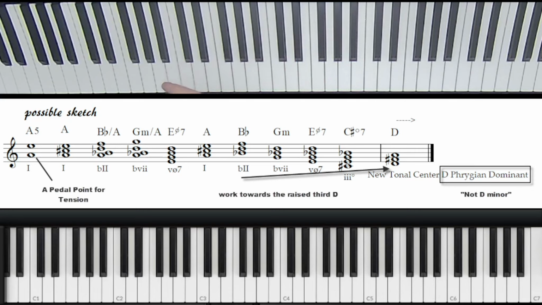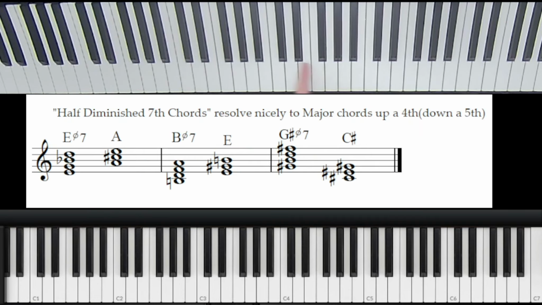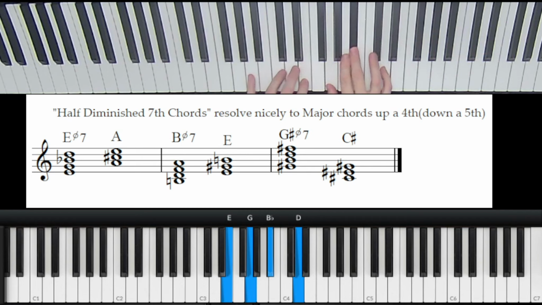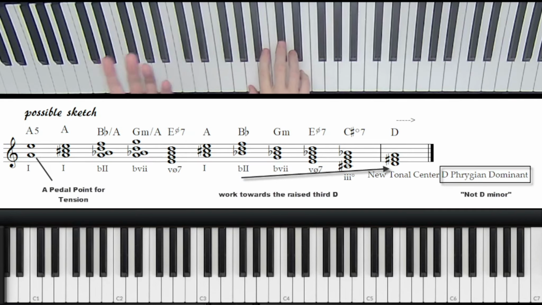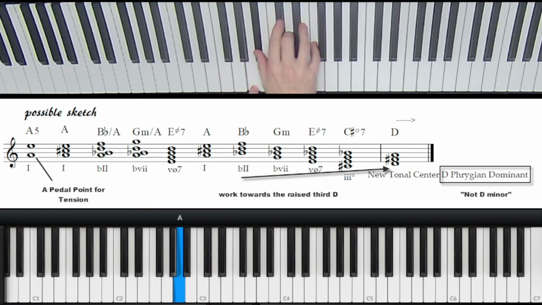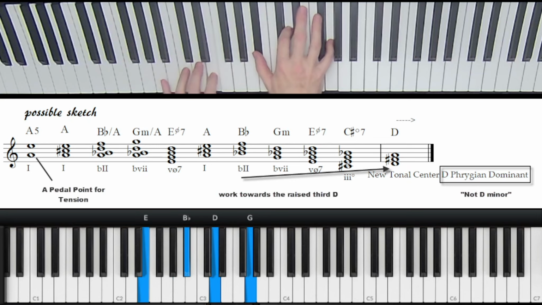So here's a possible sketch of how we can get to that D, and we're going to treat it as D Phrygian dominant the second we get to it. But notice something with Phrygian dominant. It loves that half diminished sound that's down a 4th, or up a 5th. Same thing, a move we learned in this series. So let's go ahead and play through the chord sequence here. Maybe you just want to do open 5ths, and I'm going to give suggestions, maybe a pedal point for some tension. I'll just play through the chords.